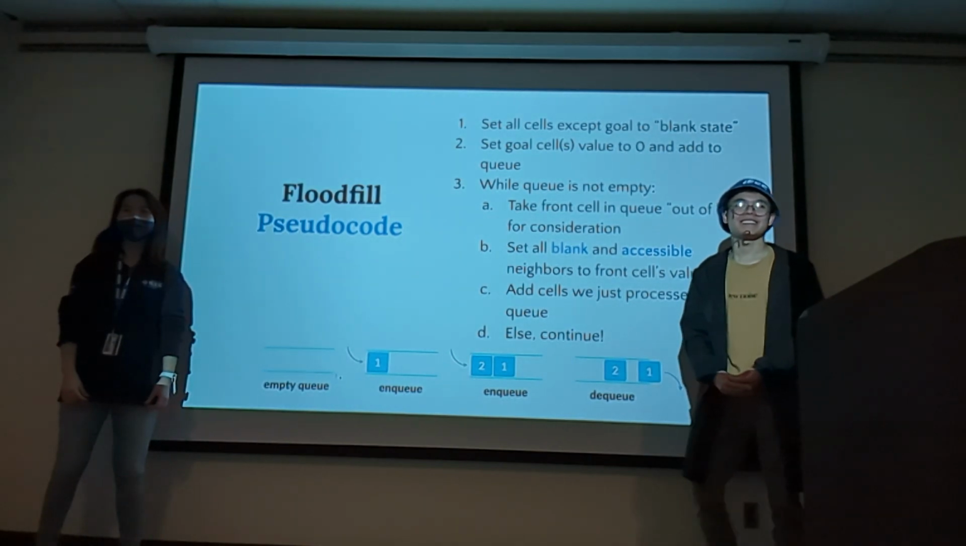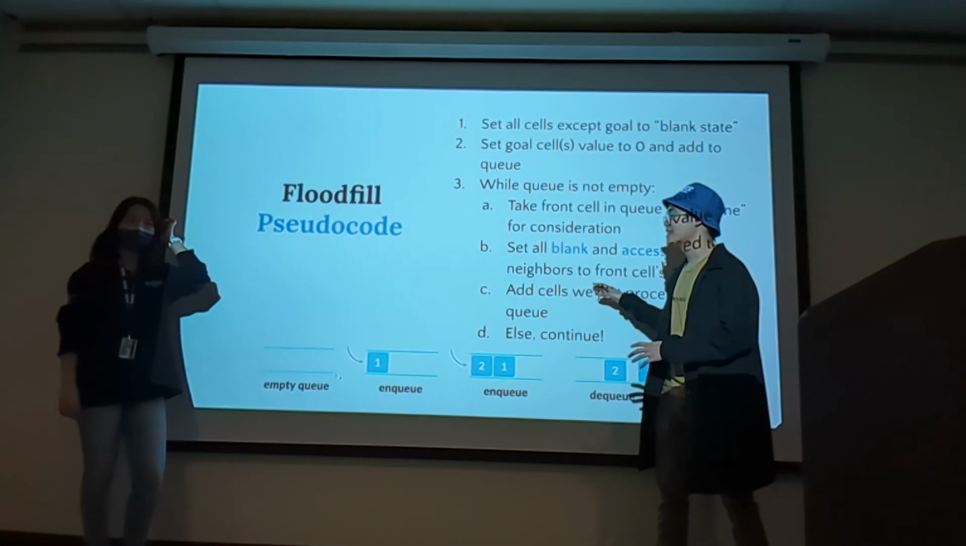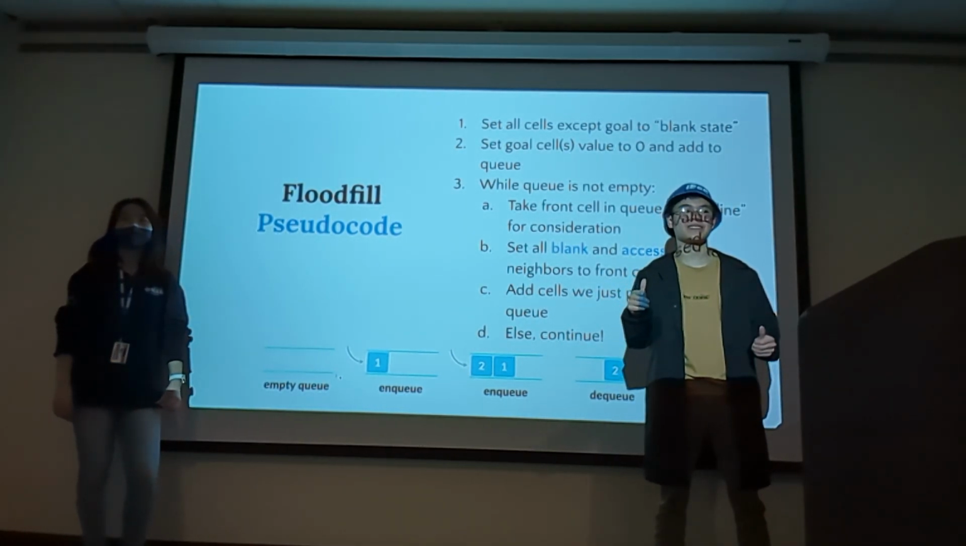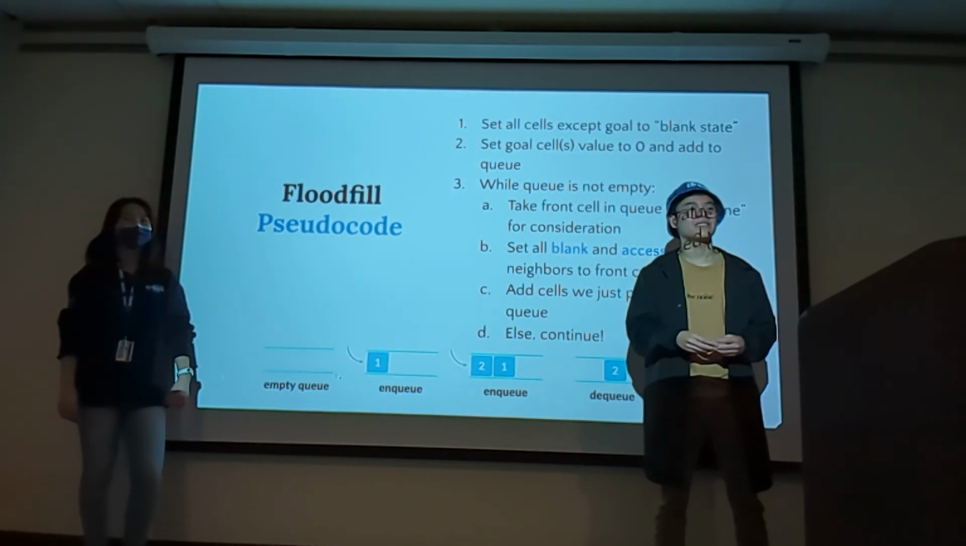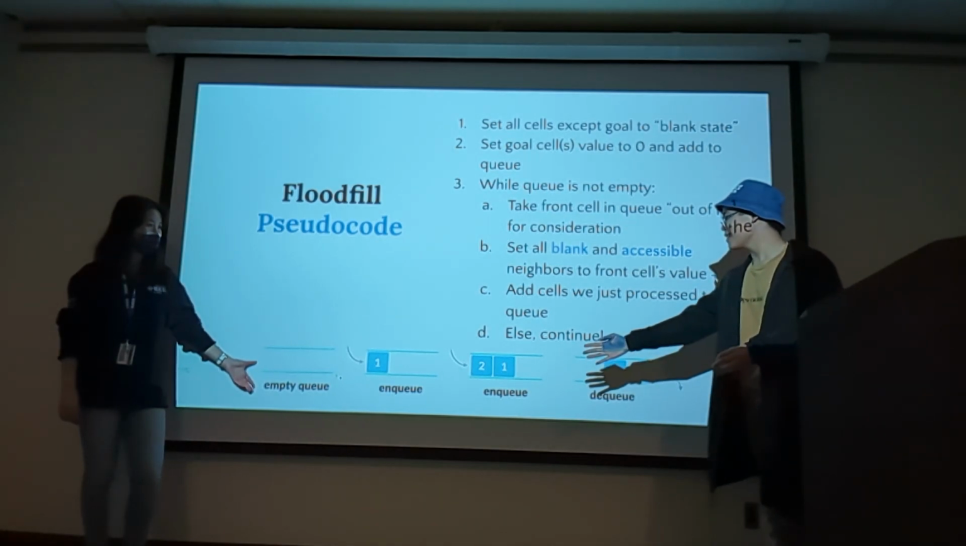Does anybody want me to go over what a queue is really quick? We're going to get more into how to implement it later, but from a high level, does everybody understand how it works? Just explain briefly. Yeah, no problem. We have a picture right here.